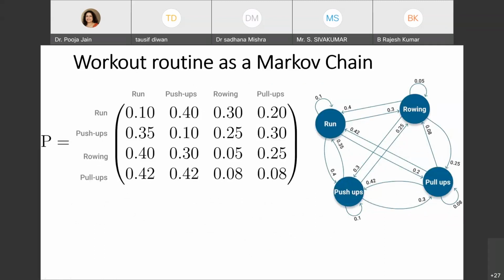Can anybody tell me what is happening over here? First multiplication was 0.1 multiplied by 0.4. Second multiplication, 0.4 multiplied by 0.1. Third multiplication, 0.3 multiplied by 0.3. And fourth multiplication, 0.2 multiplied by 0.42. What is happening here?